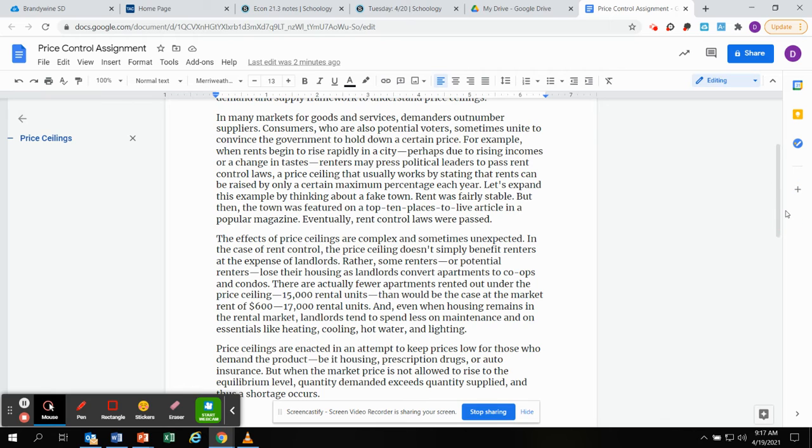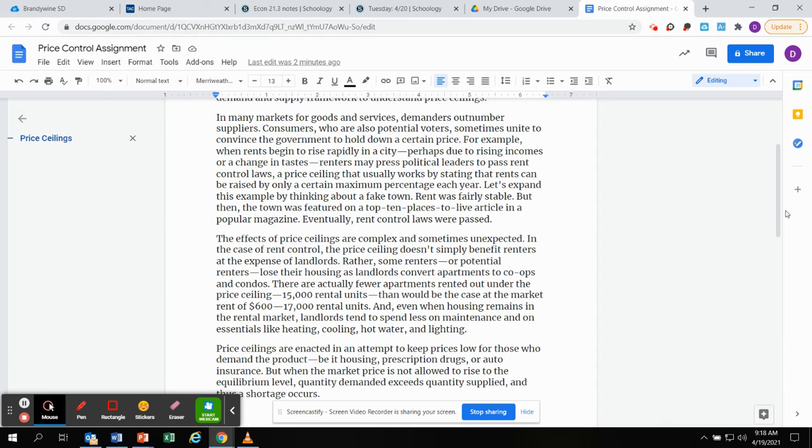In many markets for goods and services, demanders outnumber suppliers. Consumers, who are also potential voters, sometimes unite to convince the government to hold down a certain price. For example, when rent begins to rise rapidly in a city, perhaps due to rising incomes or a change in taste, renters may press political leaders to pass rent control laws, a price ceiling that usually works by stating that rents can be raised by only a certain maximum percentage each year.